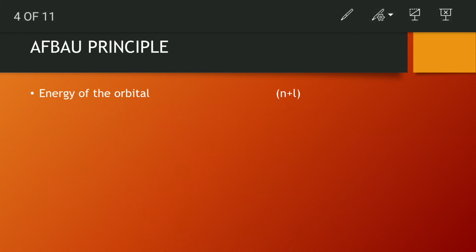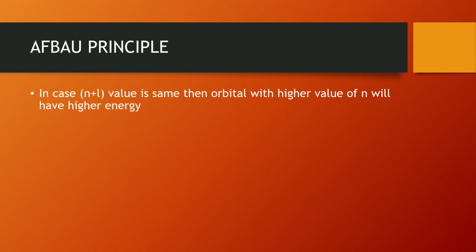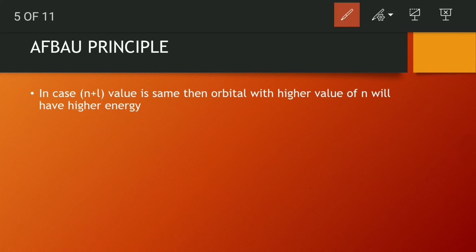The energy of an orbital is directly proportional to n plus L, where n is the principal quantum number and L is the azimuthal quantum number. So the energy of an orbital is directly proportional to n plus L. In case the n plus L value is the same, then the orbital with the higher value of n will have higher energy.